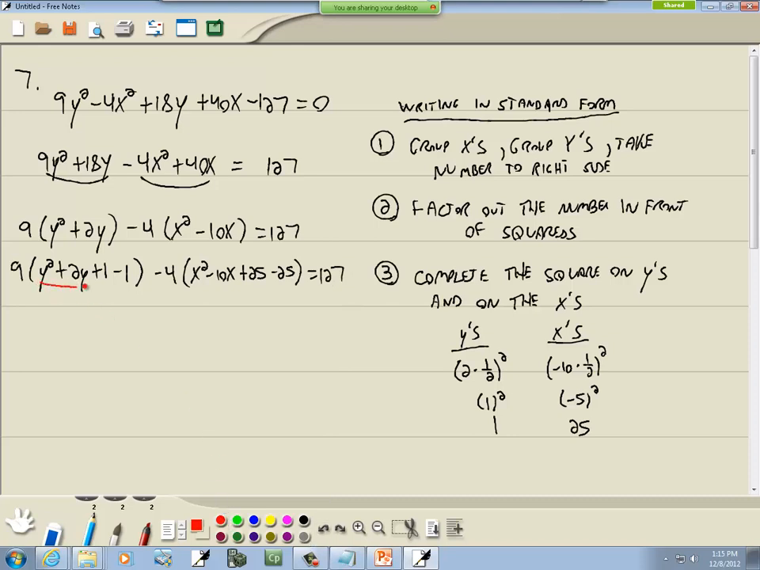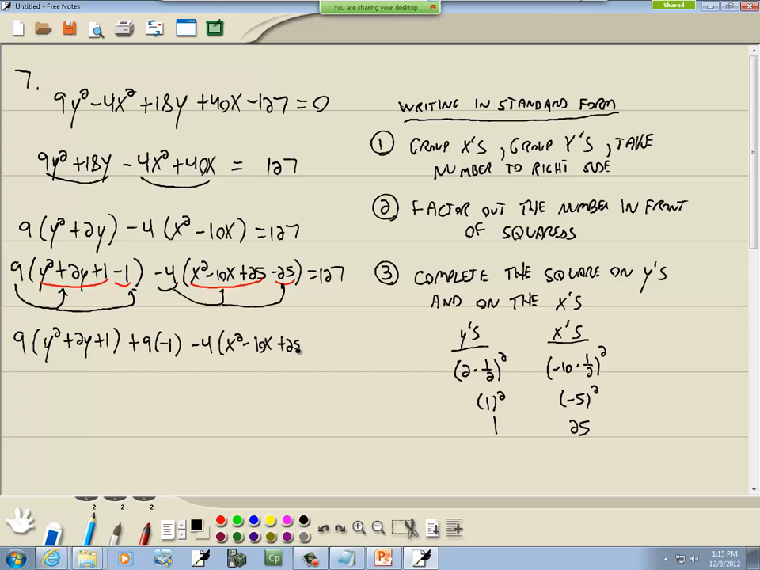Now we're going to think of these first three terms as one group, and these as a group. We're going to take the numbers that are in front and multiply them times each group. So we'll take the 9 times the y squared plus 2y plus 1, and we'll take the 9 times the negative 1. This is still part of the complete the square process. We'll take the negative 4 times the x squared minus 10x plus 25, and we'll take the negative 4 times the negative 25.